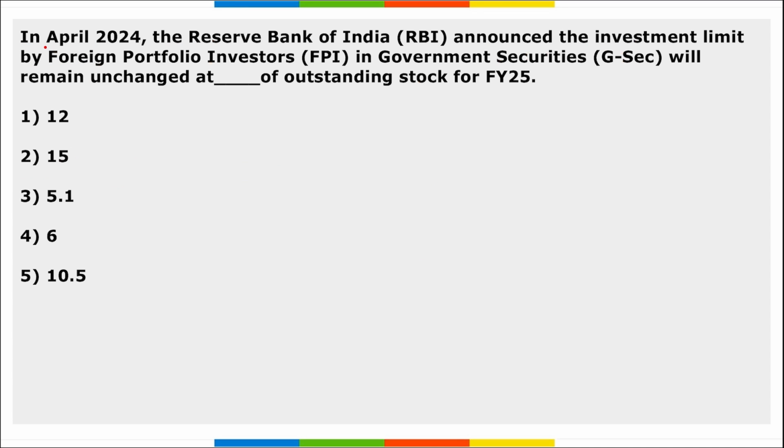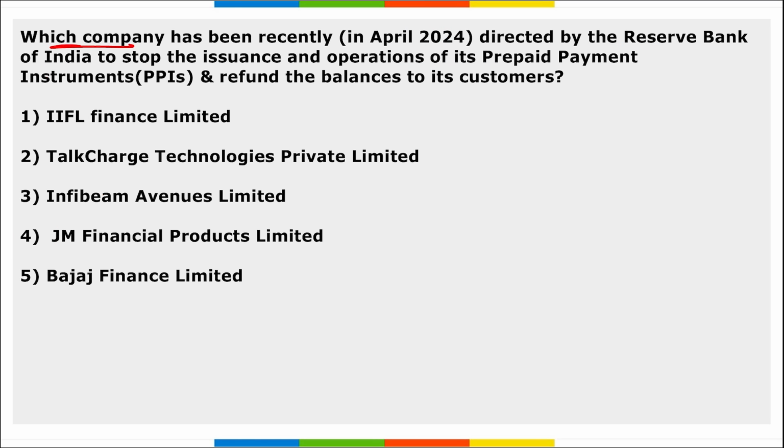Next, in April, RBI announced the investment limit by foreign portfolio investors in the government securities will remain unchanged at 6% of the outstanding stock for FY24. Right? Take a note of this. Then, if we talk about which company has been recently directed by RBI to stop the issuance and operations of its prepaid payment instruments and refund the balances to its customers, it is Top Charge Technologies Private Limited. And the cash holding of these PPIs is limited to 50,000 rupees per month, subject to the overall limit of the PPI.